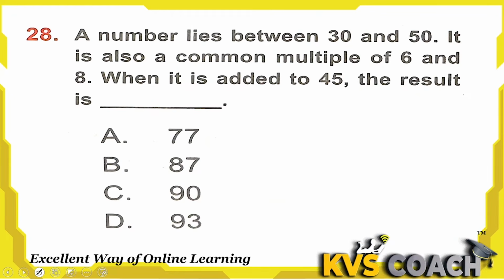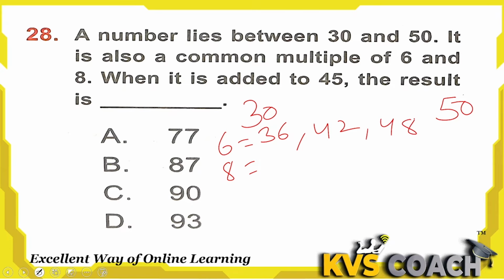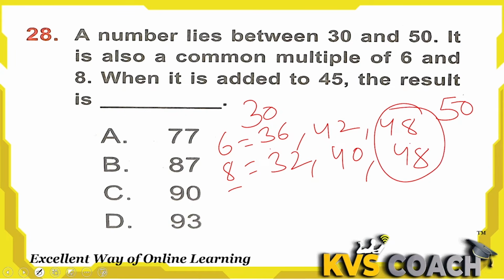Next question is, a number lies between 30 and 50. It is also a common multiple of 6 and 8. When it is added to 45, the result is. You can see we already discussed this question in a chapter. Let's discuss it again. 30 to 50, we have to check common multiples. If I'm talking about 6 multiples, then 36, 42 and 48. 6 6s are 36, 6 7s are 42 and 6 8s are 48. For 8, 8 4s are 32, 8 5s are 40 and 8 6s are 48. Okay, here 48 is the common multiple.